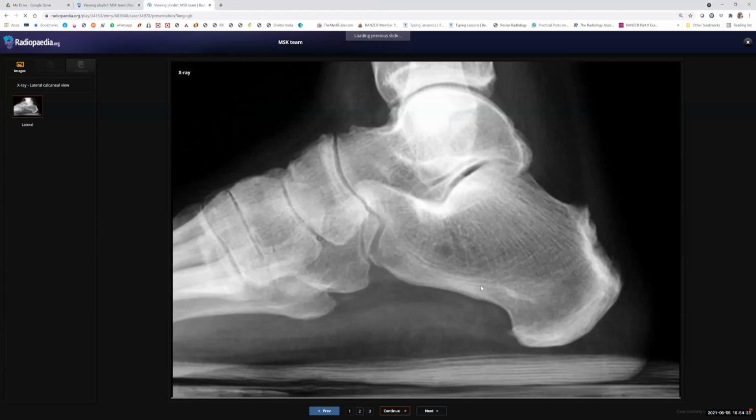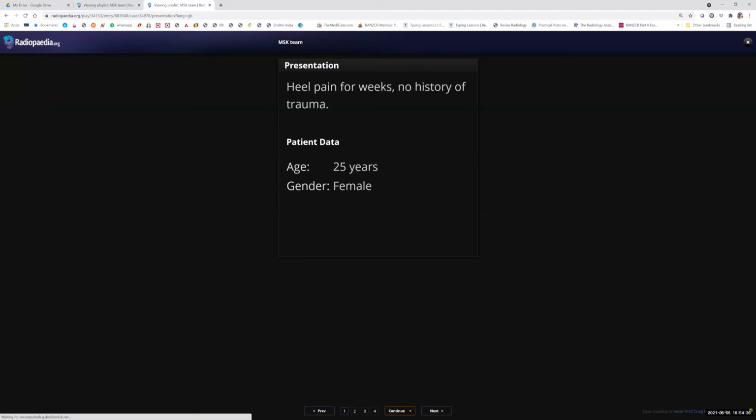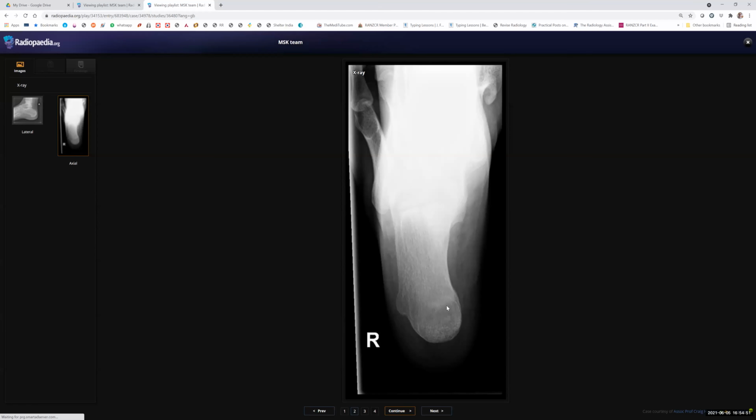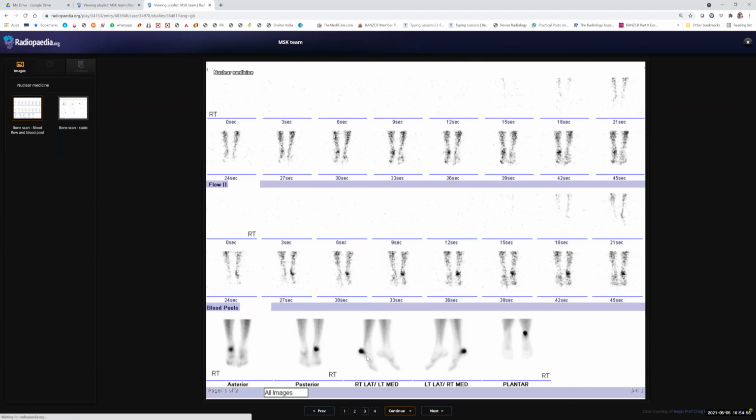And this was heel pain for weeks, no history of trauma, 25-year-old female. So here you can see a sclerotic line in the calcaneum. This is a typical appearance of a stress fracture of the calcaneum in a young patient. So you can either suggest an MRI or a bone scan. Here on the bone scan, you can see the increased uptake, but it will be shown only if you raise the possibility of a stress fracture. Okay.